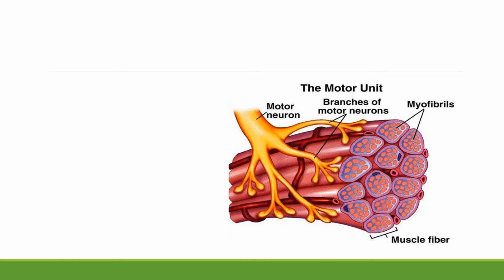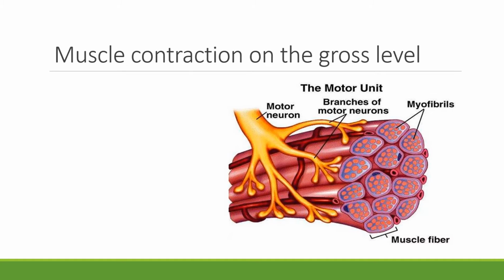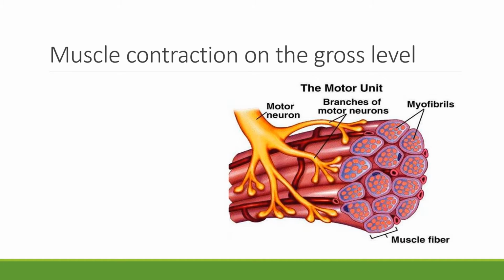We've looked at muscle contraction on the microscopic level. We're going to look now at muscle contraction on the gross level. In order to do that, there are some terms you need to know. The first is motor unit. A motor neuron and all the muscle fibers it supplies are known as a motor unit.